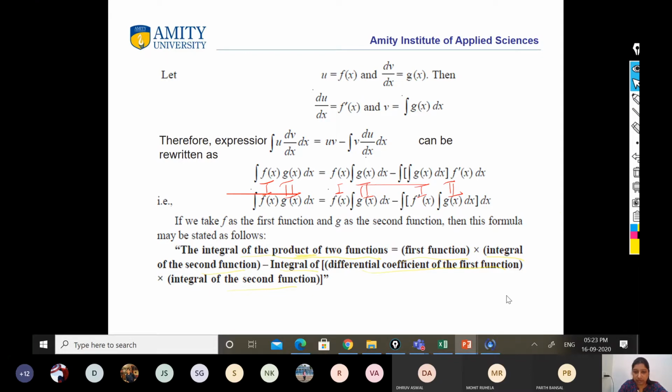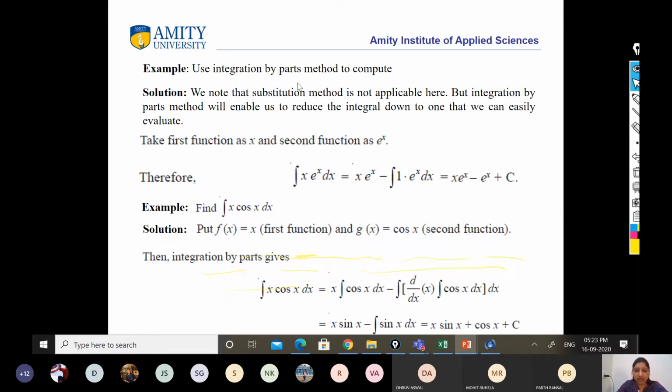using the integration by parts method to compute this integral, x into e to the power x dx. So we will choose the first function as x and e to the power x as the second function. Obviously, we'll choose as the first function that function whose derivative is easy, and the function whose integration is easy we will choose as the second function, right?